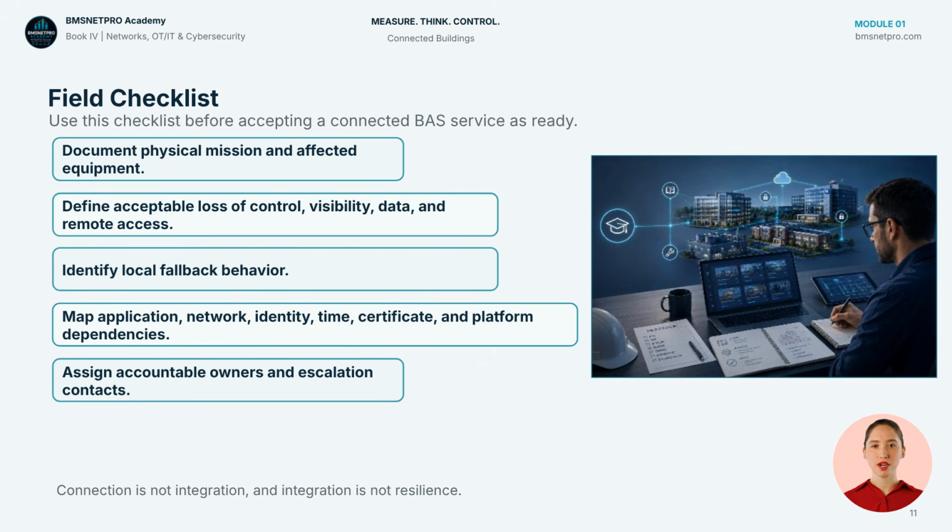Use this checklist before accepting a connected BAS service as ready. Document the physical mission and affected equipment. Define acceptable loss of control, visibility, data, and remote access. Identify which functions remain local when higher layers fail. Map application, network, identity, time, certificate, and platform dependencies. Assign owners and escalation contacts. Define measurable service objectives. Then test at least one representative failure and recovery path. Remember, connection is not integration, and integration is not resilience.